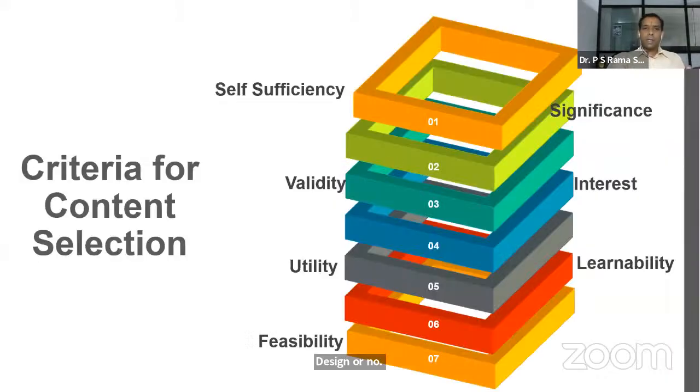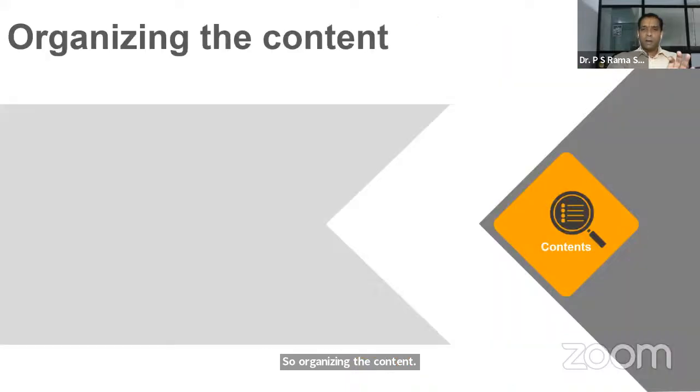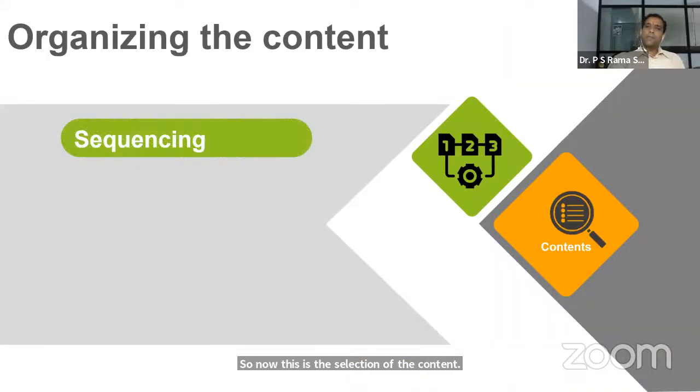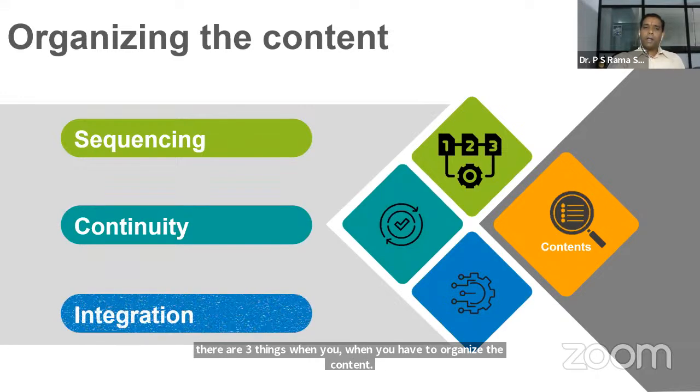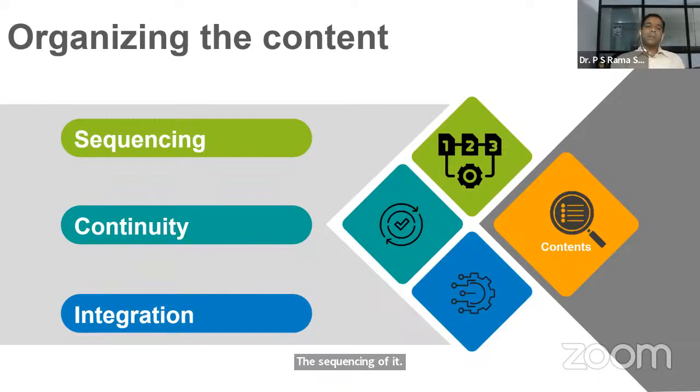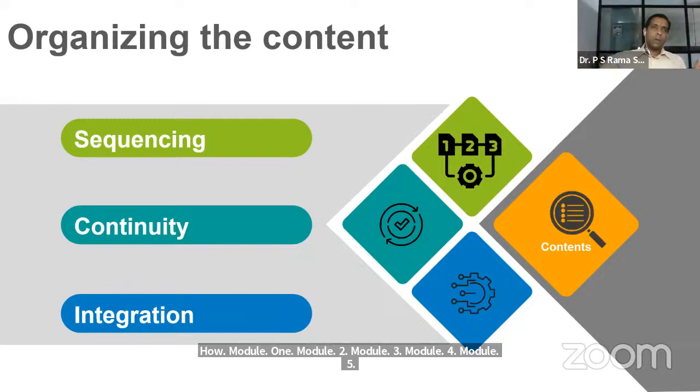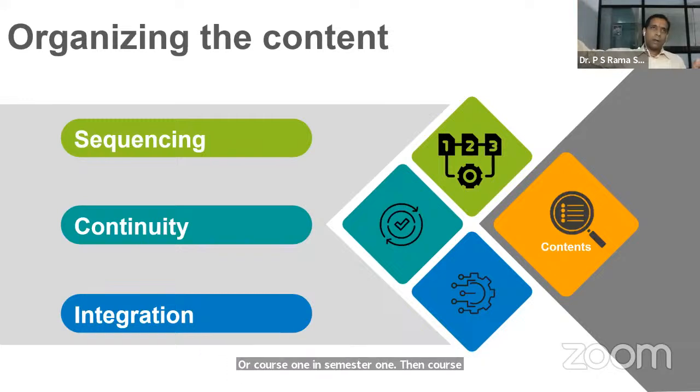So now this is the selection of the content, right? And how do you organize? There are 3 things when you have to organize the content: the sequencing of it, the continuity of it, and then the integration. Sequence: how module 1, module 2, module 3, module 4, module 5, or course 1 in semester 1, then course 2 in semester 2, then course 7 in, say, probably semester 5. How is the sequencing placed?